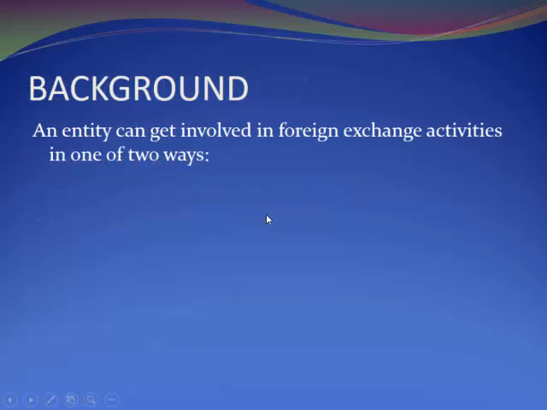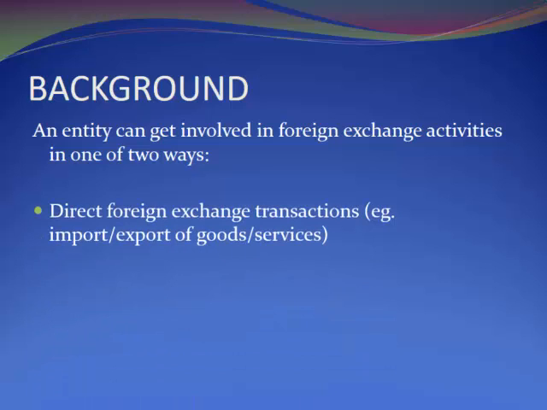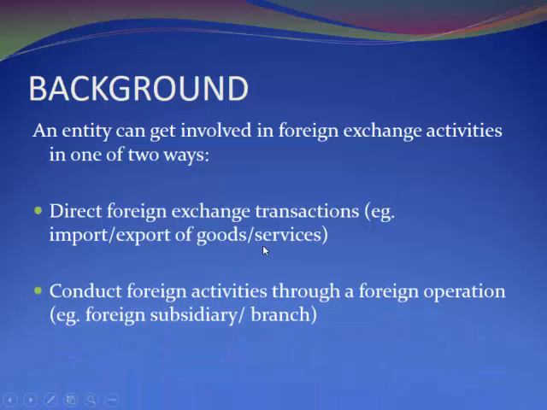An entity can get involved in foreign exchange activities in one of two ways. Firstly, you can have direct foreign exchange transactions, such as buying and selling of items, goods or services, and then being paid in foreign currency or paying foreign currency for that service or goods. Or you can conduct foreign activities through a foreign operation, such as a foreign subsidiary or maybe a branch in another country.